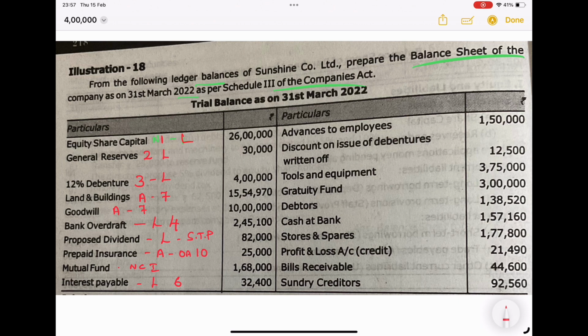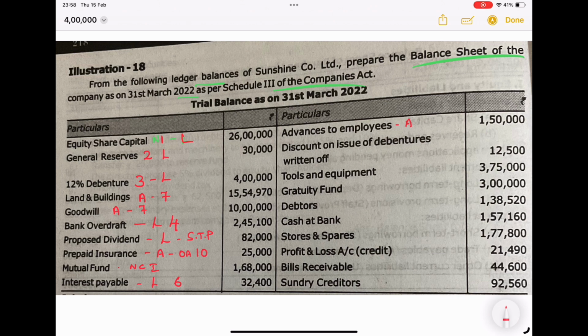Like this we have to read all the questions and identify whether it is a liability or an asset. If it is a liability, we identify under which note we are going to write it. Next, advances to employees. See, advances given to employees is an asset, under the short term loans and advances heading we are going to write directly. For these categories we don't need to write the note number.